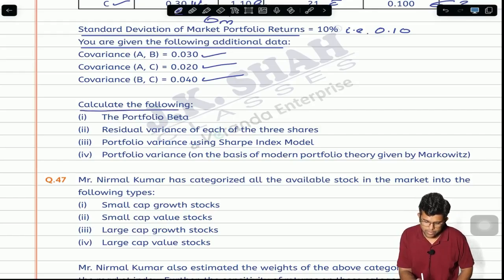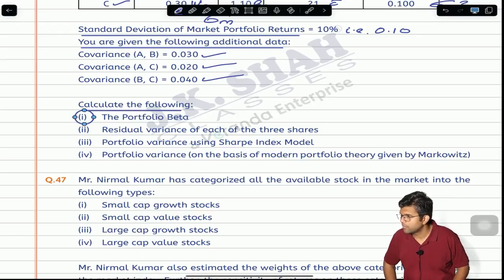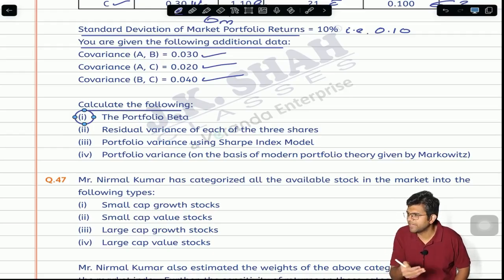You are required to calculate the following. Do you know how to do this? First point, weighted average, no? Simple weighted average. Everybody clear? Not simple weighted average, it's very simple weighted average, like that. Everybody clear? Next.